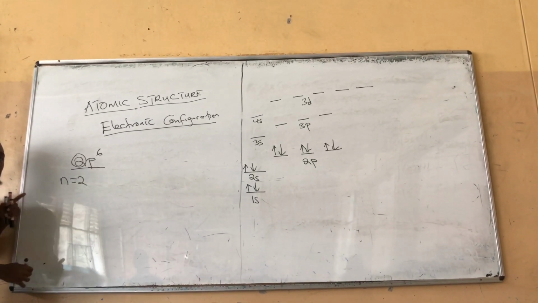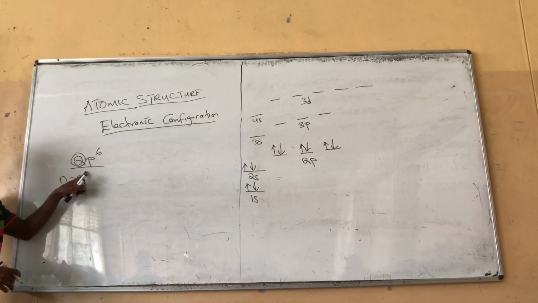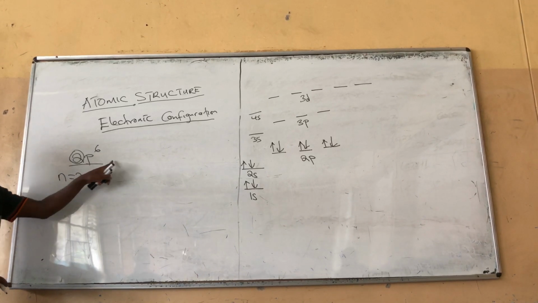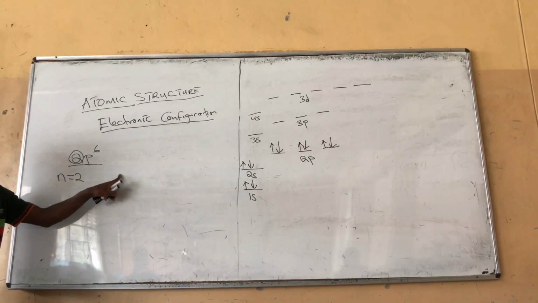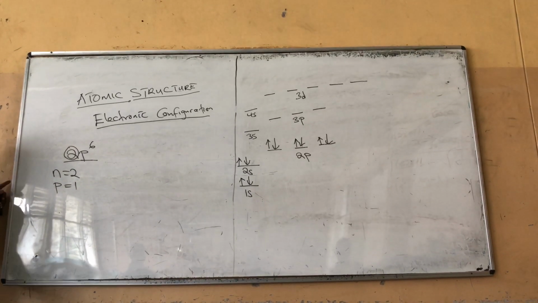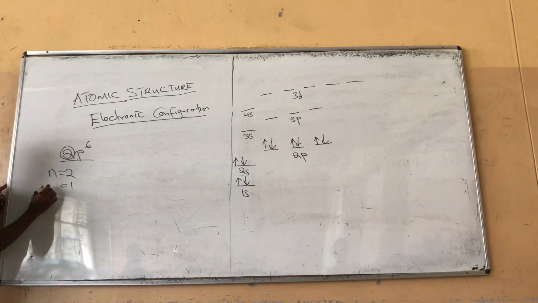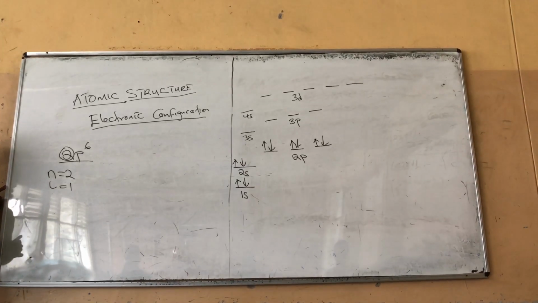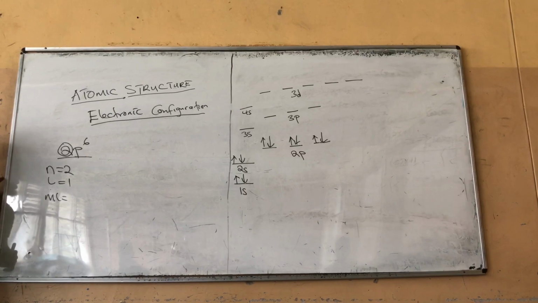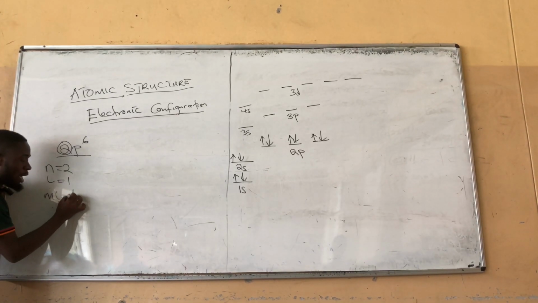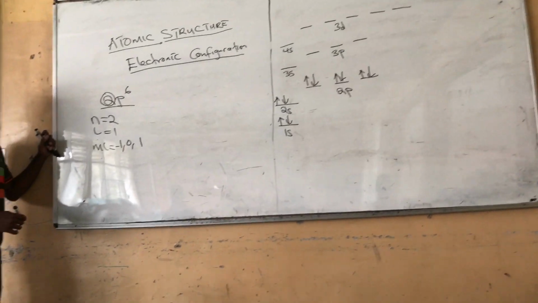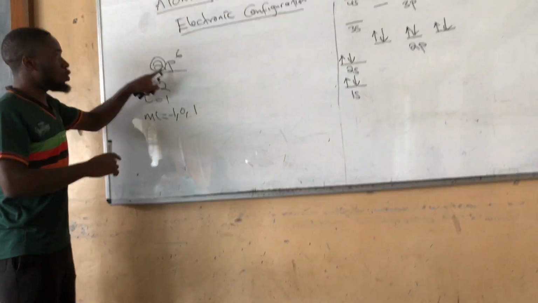And this p here represents what? There are quantum numbers. And what is p? If s is equal to 0, p is equal to what? 1. So p is equal to 1. Then what about l, which is 1, this is l. So what about ml here? If l is equal to 1, what is ml? ml will be between negative 1 to positive what? To positive 1. Okay.